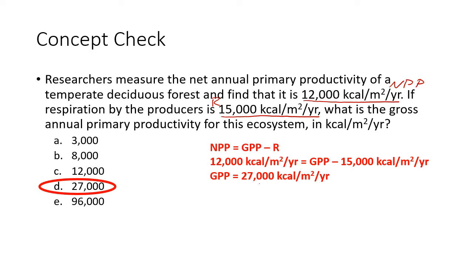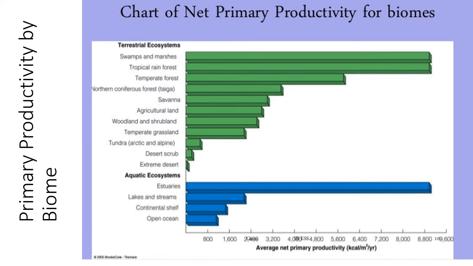So again, this is the total amount of energy or total amount of biomass that these producers are producing per year. Since you guys are doing your biome projects right now, you should get an idea of net primary productivity based off the different biomes. What are the most productive? In your terrestrial ecosystems, swamps and marshes, tropical rainforests are the most productive, followed by temperate forests, and then going down from there. Unsurprisingly, your polar deserts and your regular deserts have the lowest primary productivity. Aquatic systems, estuaries are the most productive, and then lakes and streams, the continental shelf, and then the open ocean is the least productive.